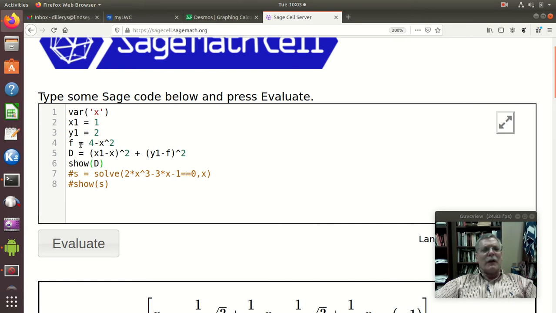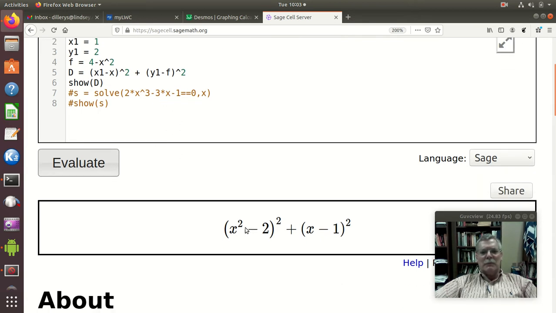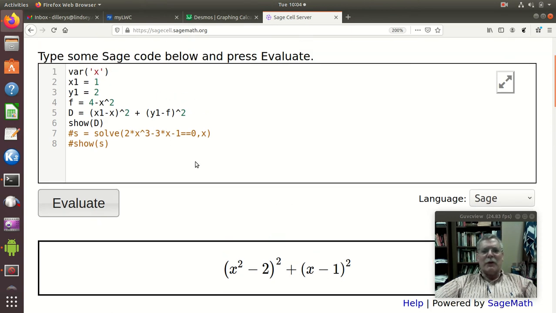I put in my function f as 4 minus x squared, and I defined that uppercase D as x1 minus x quantity squared plus y1 minus f of x quantity squared. And then I said show D, so I'll evaluate. And I commented out these with the pound signs or hashtags. And so there's my x squared minus 2 squared and my x minus 1 squared. So it put things in a different order, but there they are.